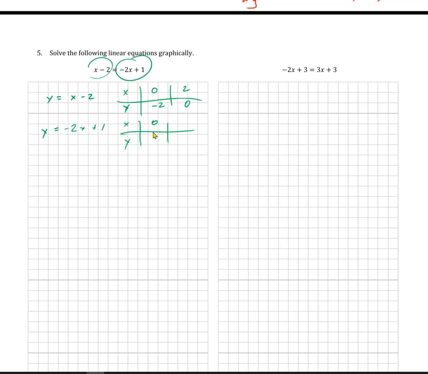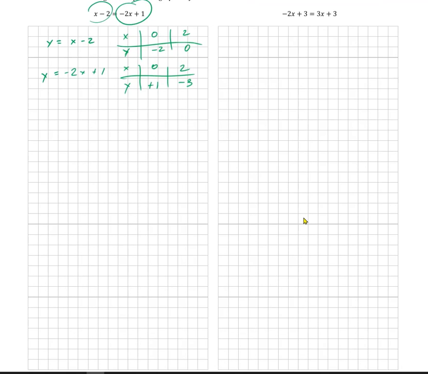Easy. The next one, if I substitute 0 into here, it's going to be plus 1. And if I pick 2 again, just randomly, 2 2s are 4, negative and a positive, negative, so negative 4 plus 1, that's going to be negative 3. Okay, so now let's draw some axes.